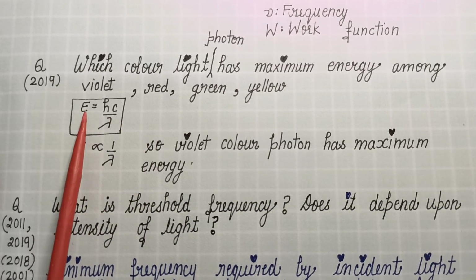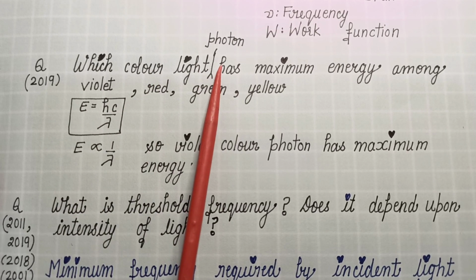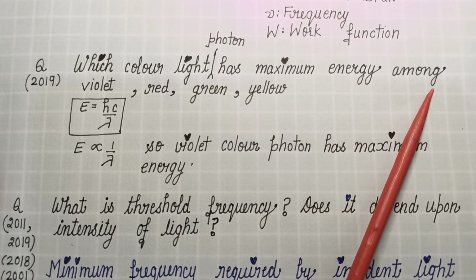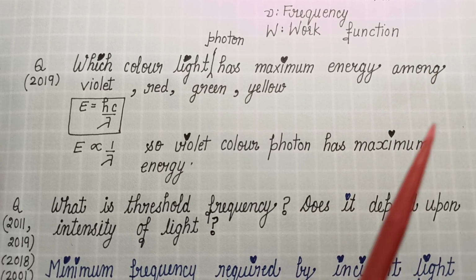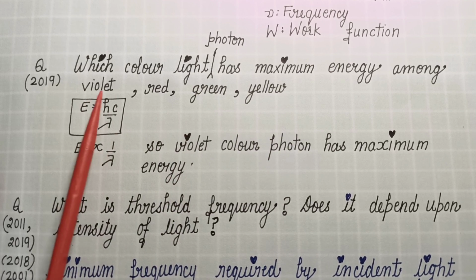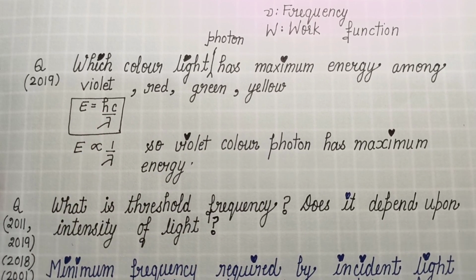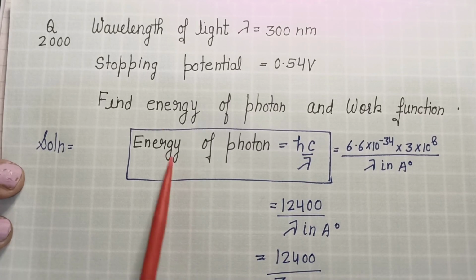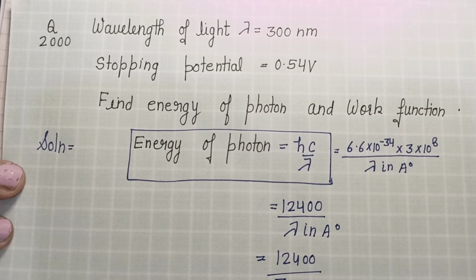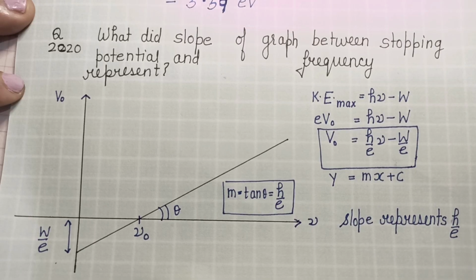In 2019, an important question asks which color of light will have maximum energy, and we know that the color which has maximum frequency or minimum wavelength will have maximum energy. So the answer will be violet. In this question again you can see that the energy of the photon and the work function are being calculated. So this is all about the numericals and important questions of photoelectric effect.